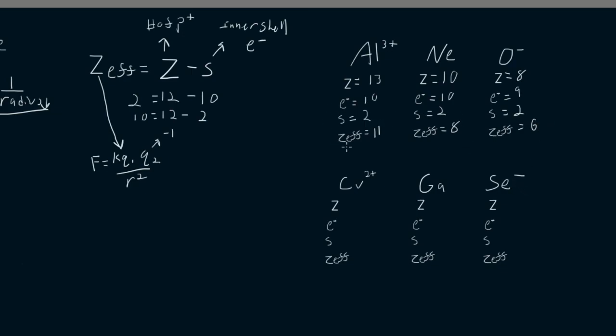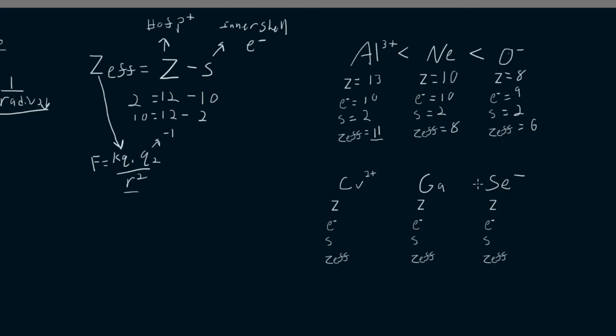And so the way I use this effective nuclear charge is I consider that to be my Q1 in Coulomb's law. And so the higher this number, the higher the force, which means the lower the radius. And so aluminum here is going to have the lowest atomic radius, followed by neon, followed by oxygen. So how about this one?